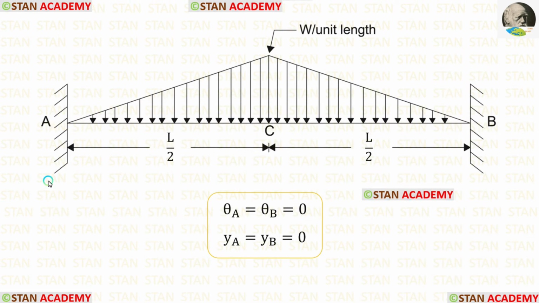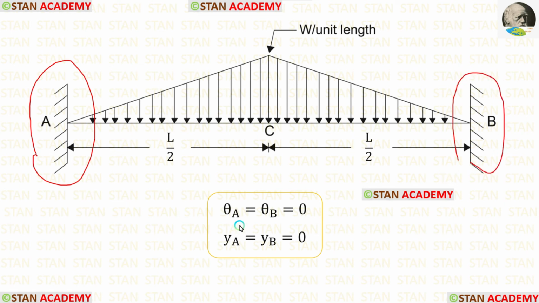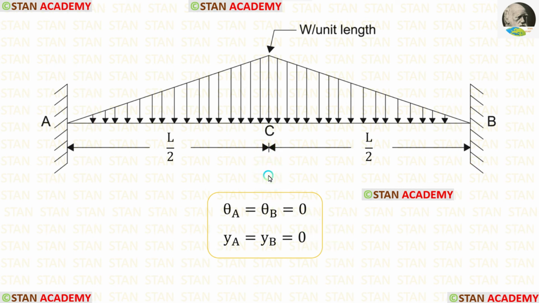In the fixed supports, there will be no slope. So in the points A and B, there will be no slope. In this case, theta A and theta B are 0. Also, in the fixed supports, there will be no deflection. So YA and YB are 0. Now, let us find the deflection in the center, that is the point C. For that, we have to make a section in this beam. This beam has symmetrical loading, so only one section is enough.